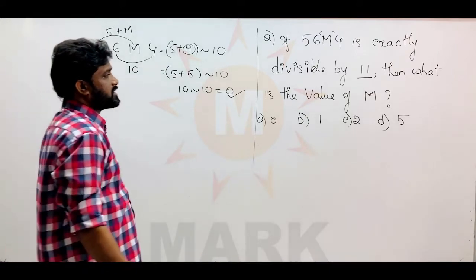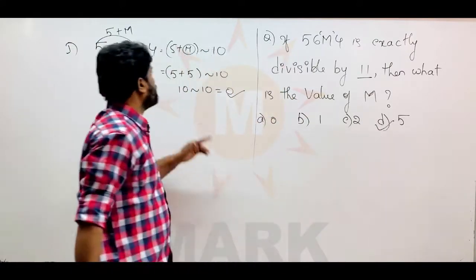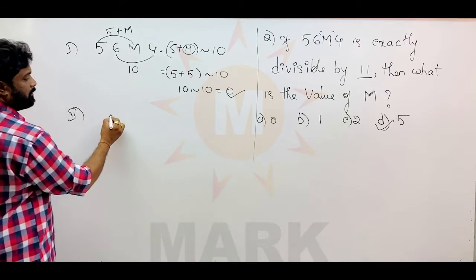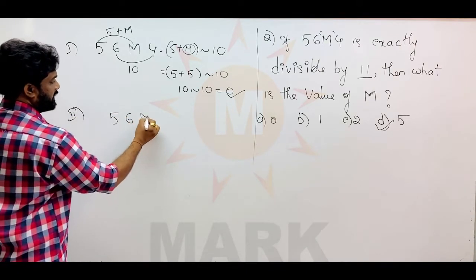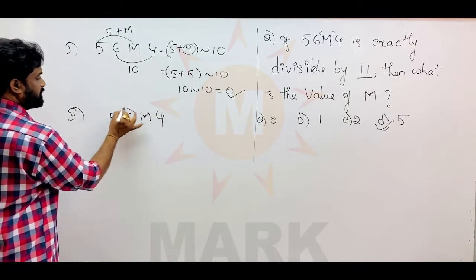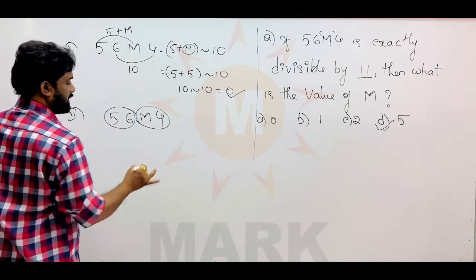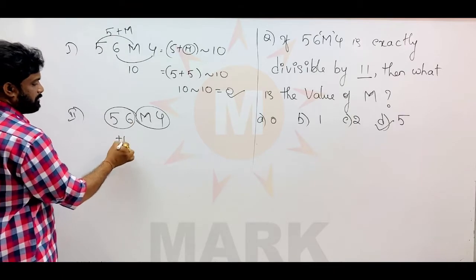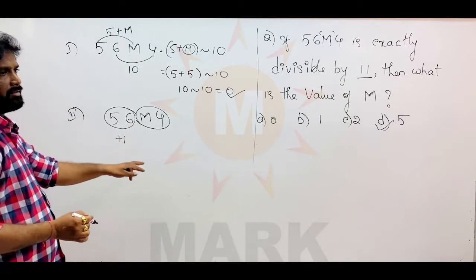Okay, the m value is coming as 5. So the same thing we can prove with the help of the adjacent pairing technique also. Clearly, my dear friends, 56 is a pair, m4 is a pair. Now for 56, what is the positive remainder? The positive remainder is 1, because 56 divided by 11 is 55, remainder 1.